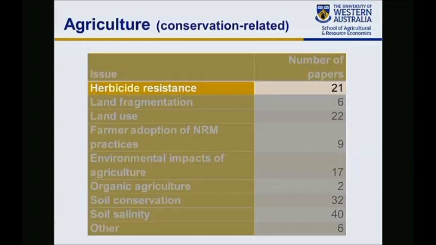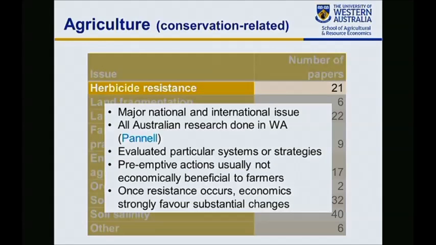And resistance is a really big issue nationally and internationally, but what was interesting for me to observe when we put all the research together was that every bit of the Australian research on herbicide resistance had been done in Western Australia, and largely through my team. And so we did a range of different things. So that seems to me a mistake. It seems like a real lack of recognition of an important issue in other states.